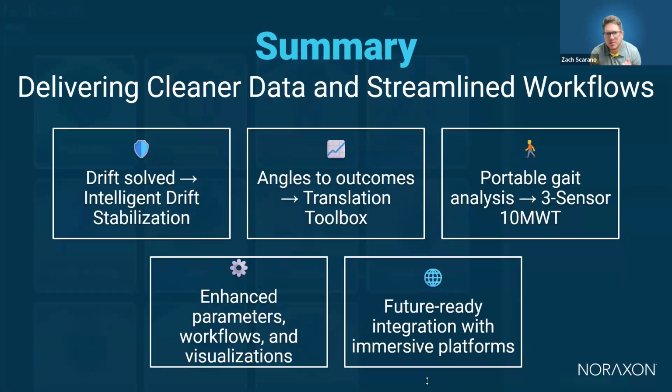So to summarize, this release tackles some big user pain points head on. Drift stabilization is solved with the new intelligent stabilization tools. Translational outcomes are delivered through the Translation Toolbox. Gait analysis is made accessible with the 3-sensor 10-meter walk test. And we've also added some smarter parameters, improved workflows, richer feedback, and the new immersive integration with Unity.